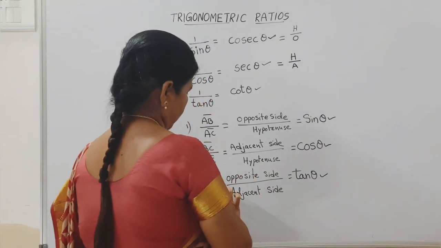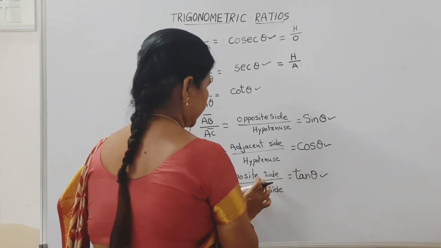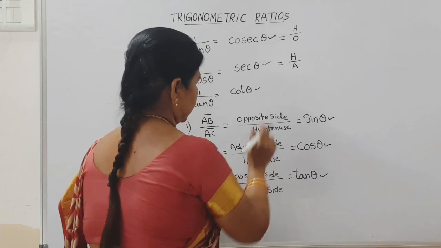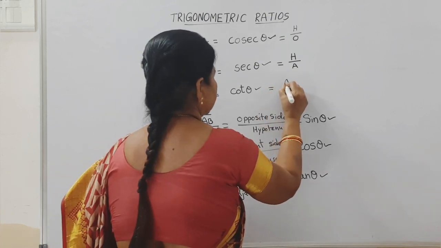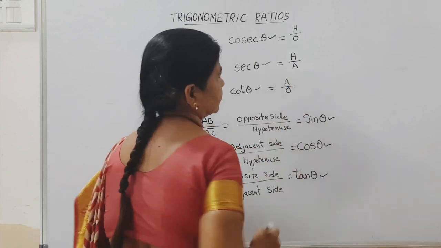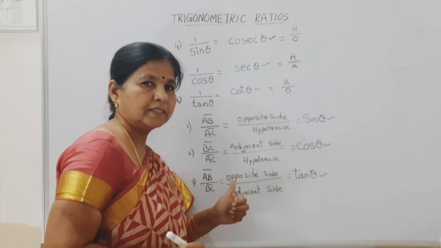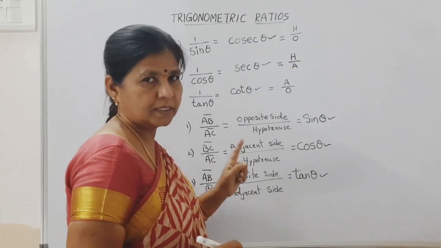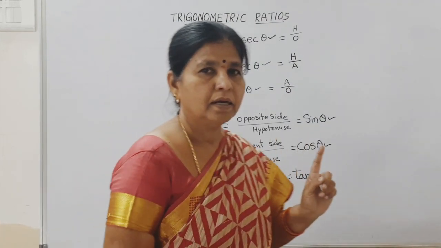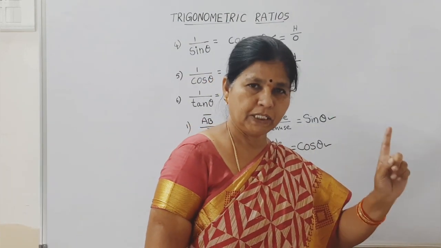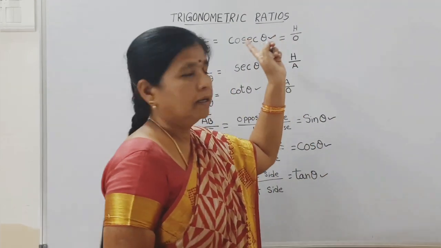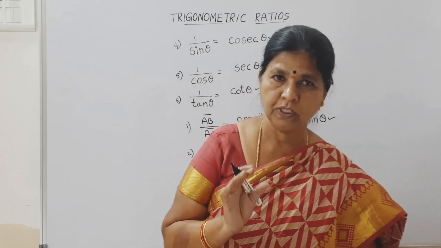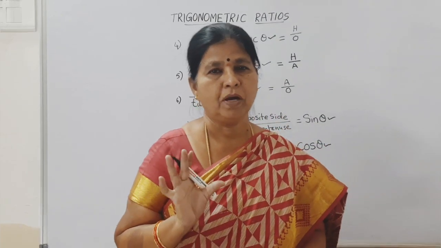And for tan theta, it is opposite side by adjacent side. And cot theta, in reverse, we write adjacent side by opposite side. Like this we have to remember all these six trigonometric ratios, which are the pillars for trigonometry. So we have to learn them and practice them.